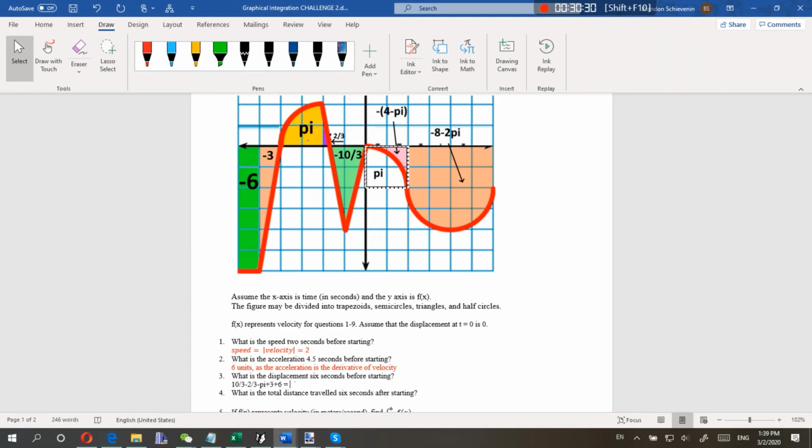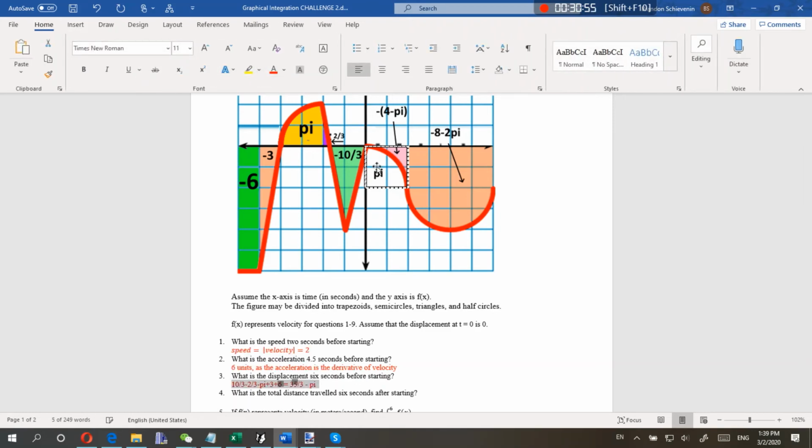Okay, 10 thirds minus 2 thirds is 8 thirds, 3 plus 6 is 9, so I have 8 thirds plus 9 minus pi. 9 is 27 thirds, so I've got 35 thirds minus pi, which should be my displacement 6 seconds before starting. That means if I'm 35 thirds minus pi units away, and then I go this much displacement, negative 6, negative 3, pi, 2 thirds, negative 10 thirds, it should be back at 0.